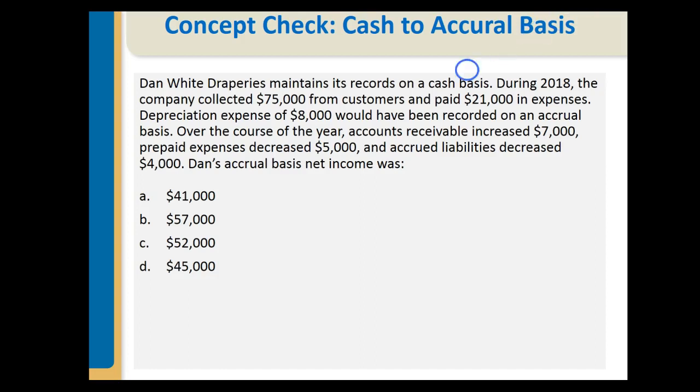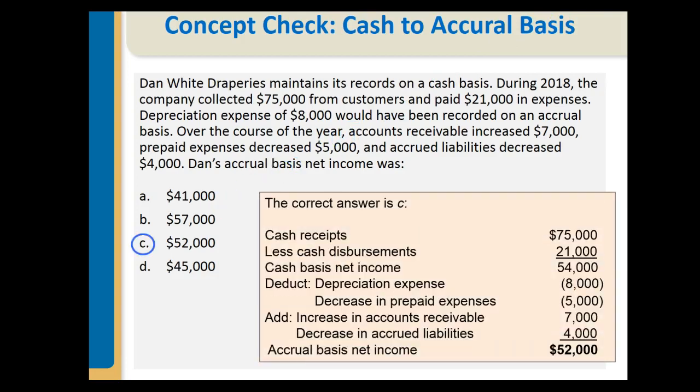So we'll go through it here. Basically, we start with our cash receipts of $75,000. We subtract out our cash disbursements of $21,000, which gives us our cash basis net income of $54,000. Now we're going to need to subtract our depreciation expense, since that is not a cash equivalent. We're going to subtract our decrease in prepaid expenses.